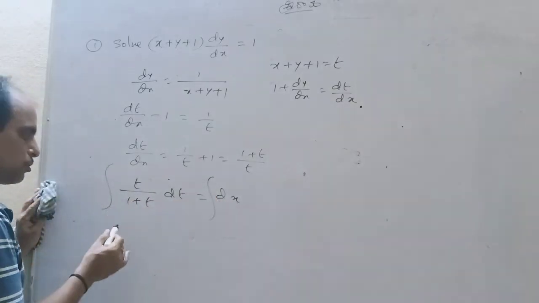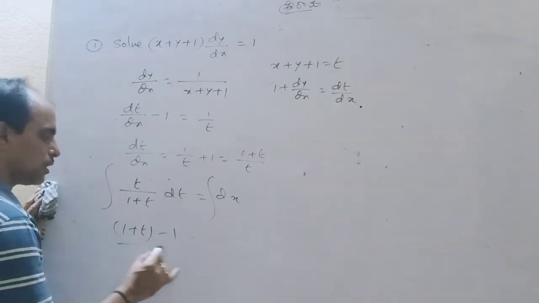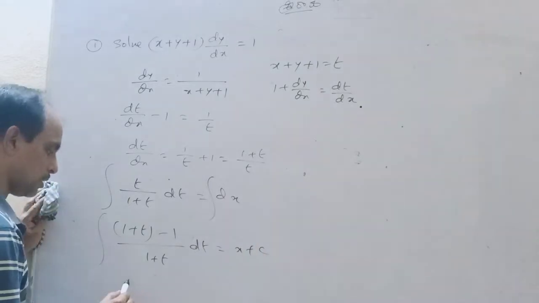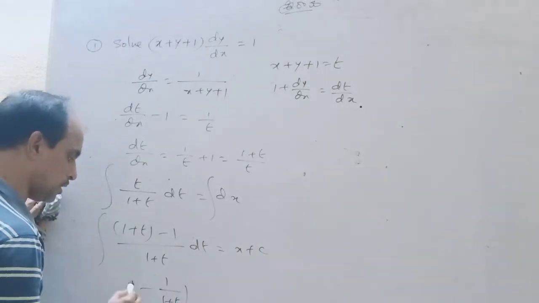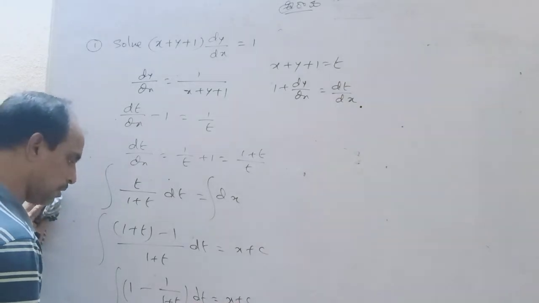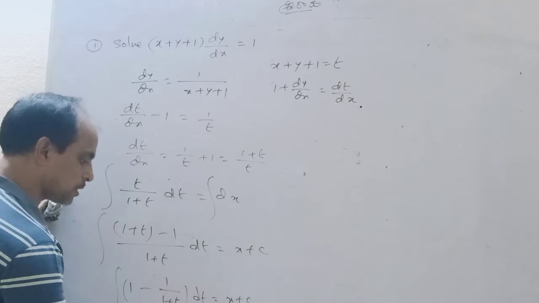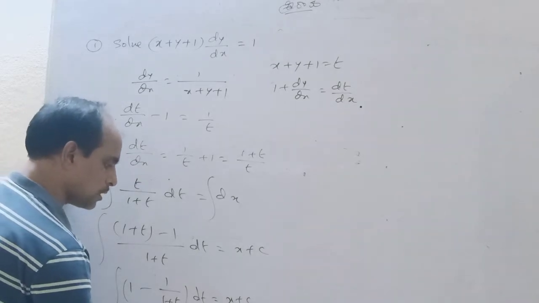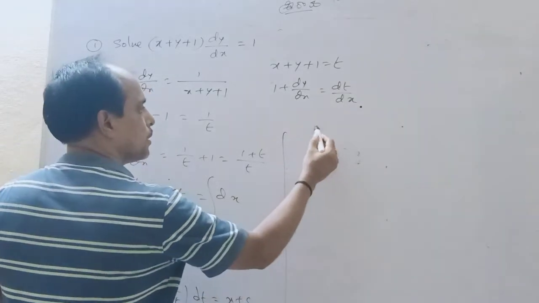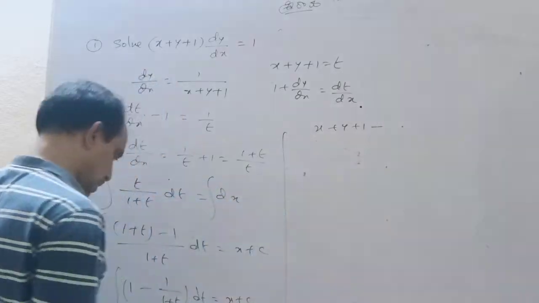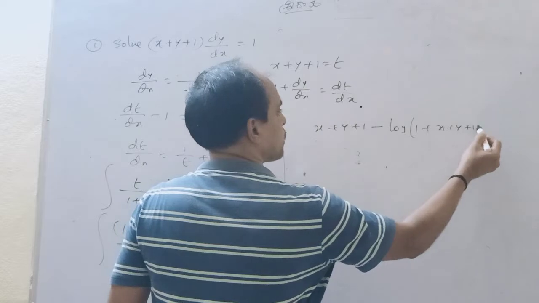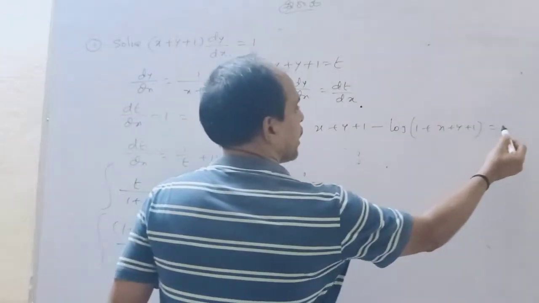Then integration. How to do this integration? Just you add 1 and subtract 1, that is integral of (1 - 1/(1 + t)) dt = x + c, that is t - log(1 + t) = x + c. Now t is nothing but x + y + 1, minus log of 1 + t, means x + y + 2, is equal to x + c.